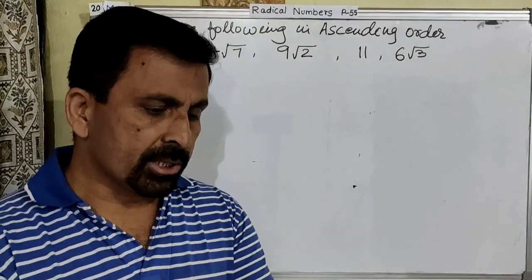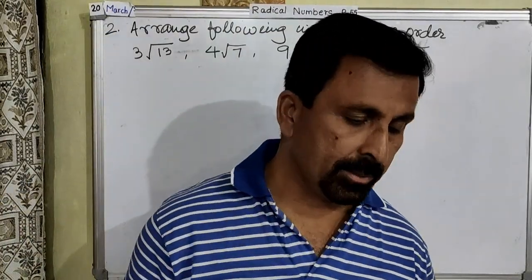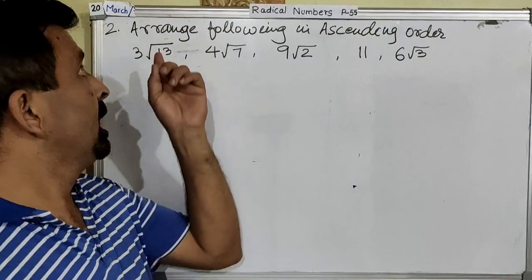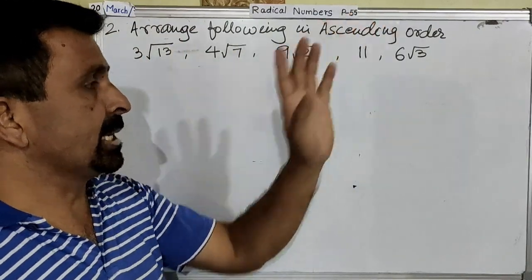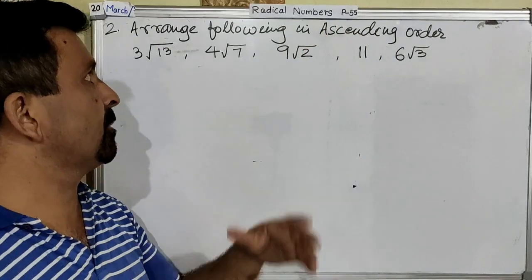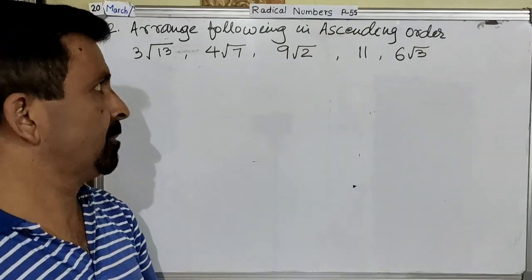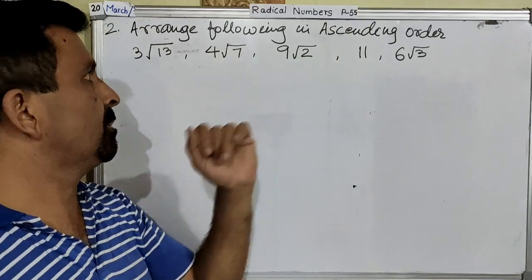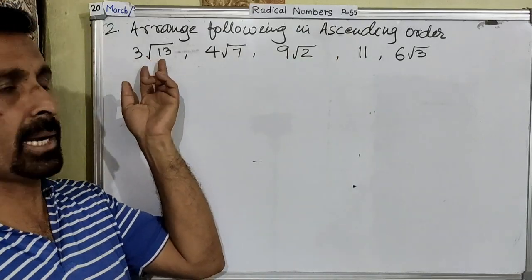Now we are moving on to question number 2. This question number 2 is: arrange the following in ascending order. So we have some different types of radical numbers, and we are asked to arrange them in ascending order. Now when you look at these radical numbers, this is a mixed radical number.